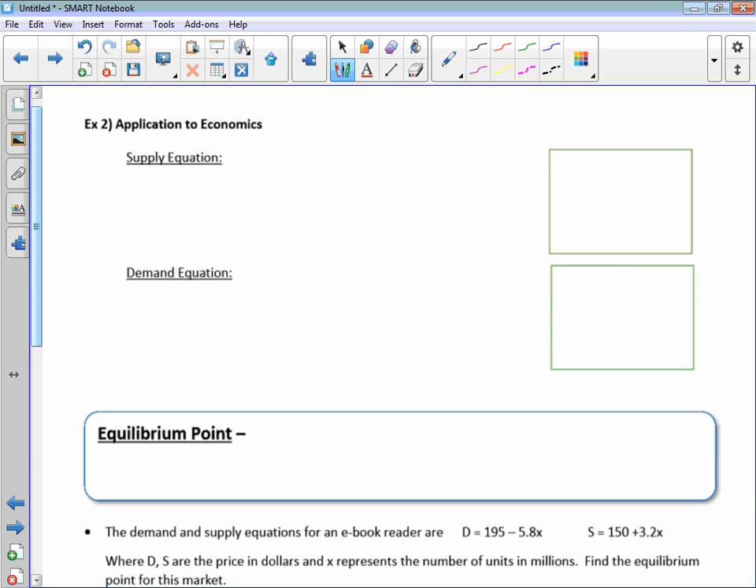All right, we're going to talk a little supply and demand here, guys. So your supply equation, all we're looking at here is the relationship between unit price, which is your Y, and quantity, which is your X.